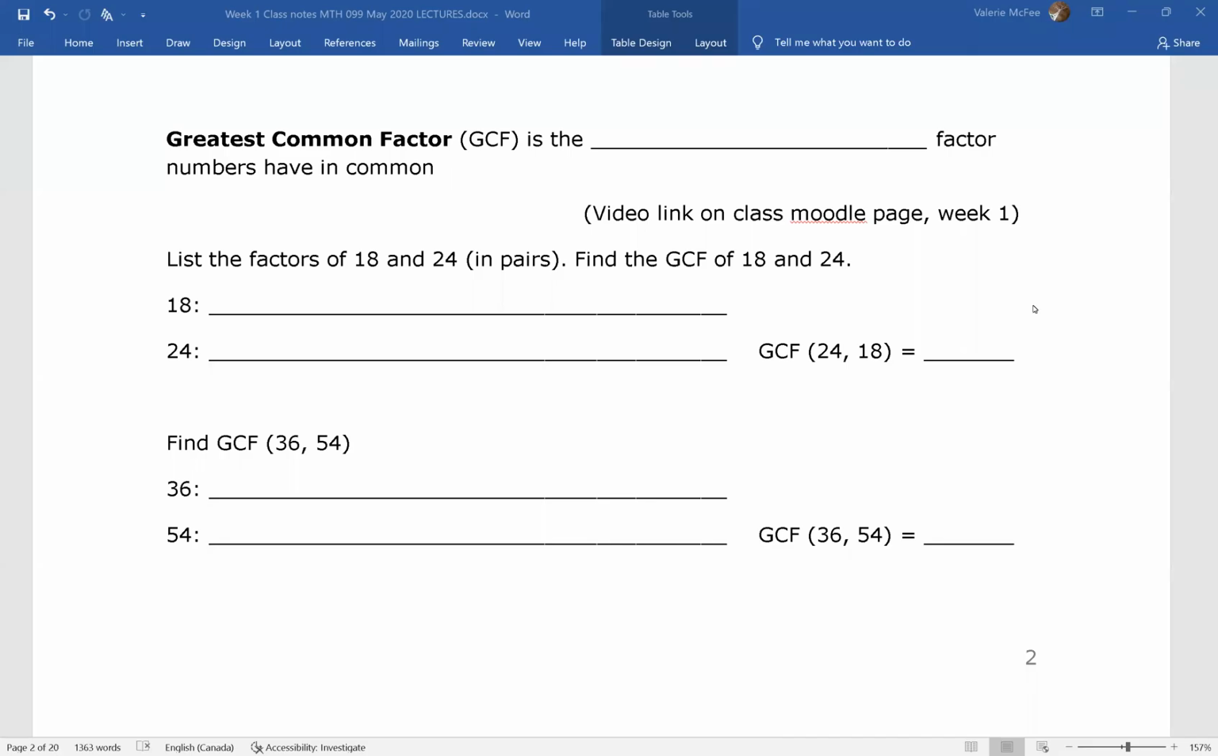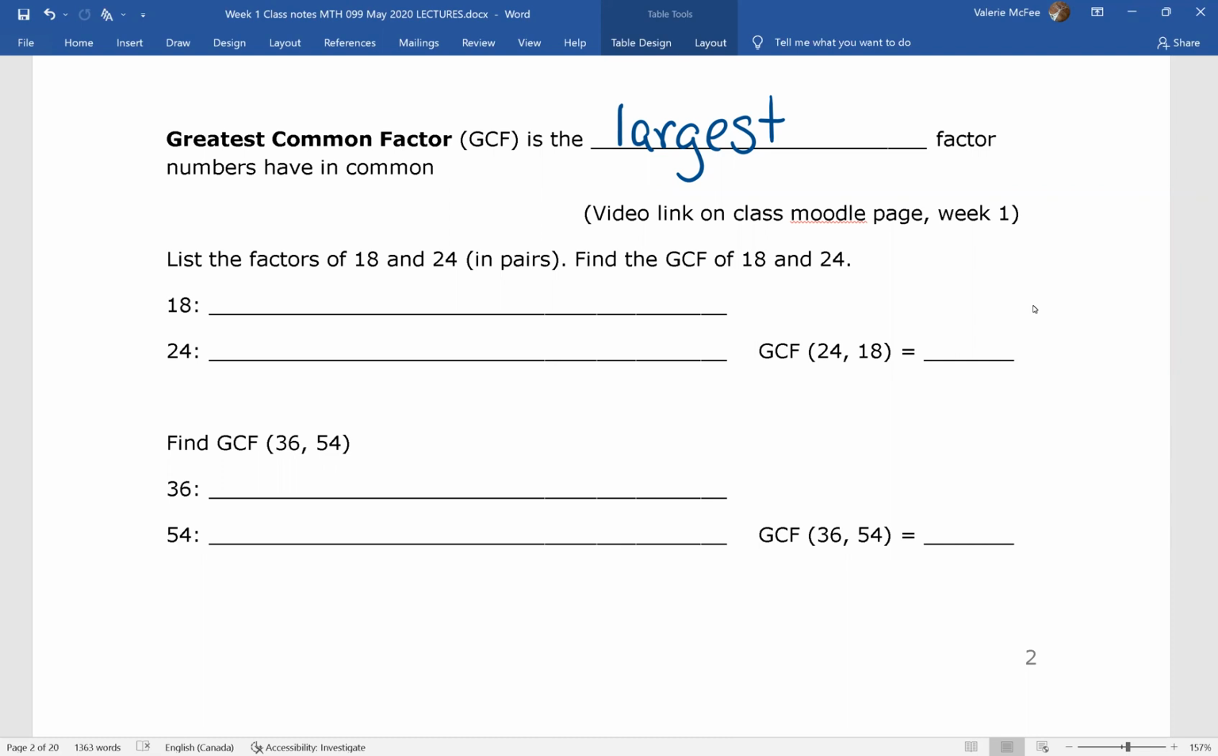So let's continue with the notes for this week. We talked about factors and prime factoring last class. Let's look at using prime factoring now when we talk about the greatest common factor. Now remember that factors divide evenly into a number. The greatest common factor is the largest factor that two or more numbers have in common.